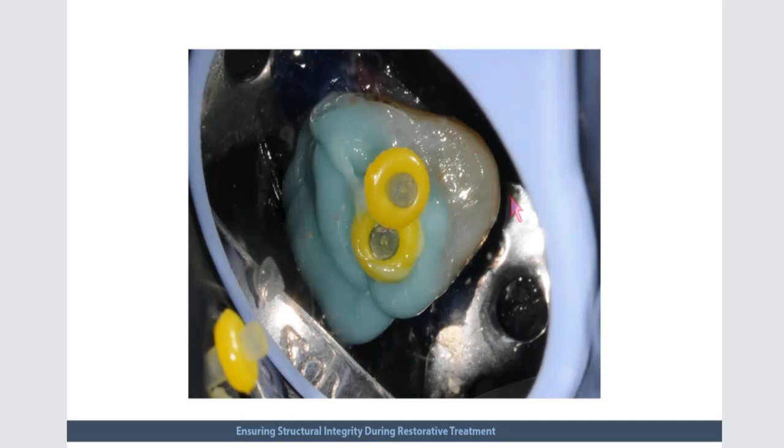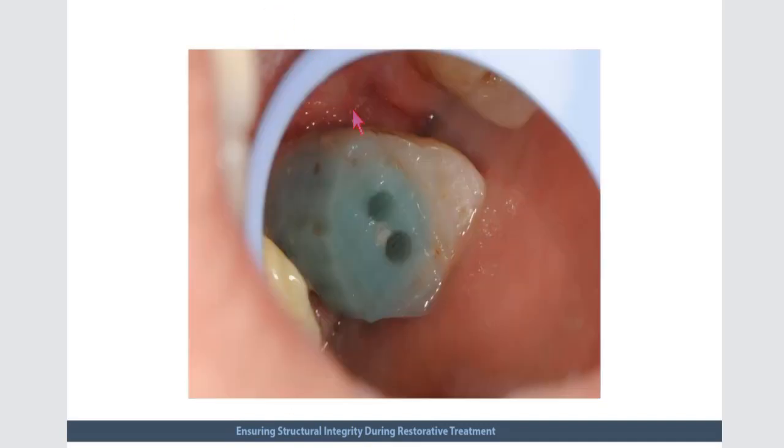I placed 2 glass fiber posts. Rarely will I place two glass fiber posts. 99% of the time I will use a single glass fiber post. In this case, because the destruction was a little bit too large, and the patient is going to have a bridge here, I prefer to go with two glass fiber posts. This is the initial preparation.